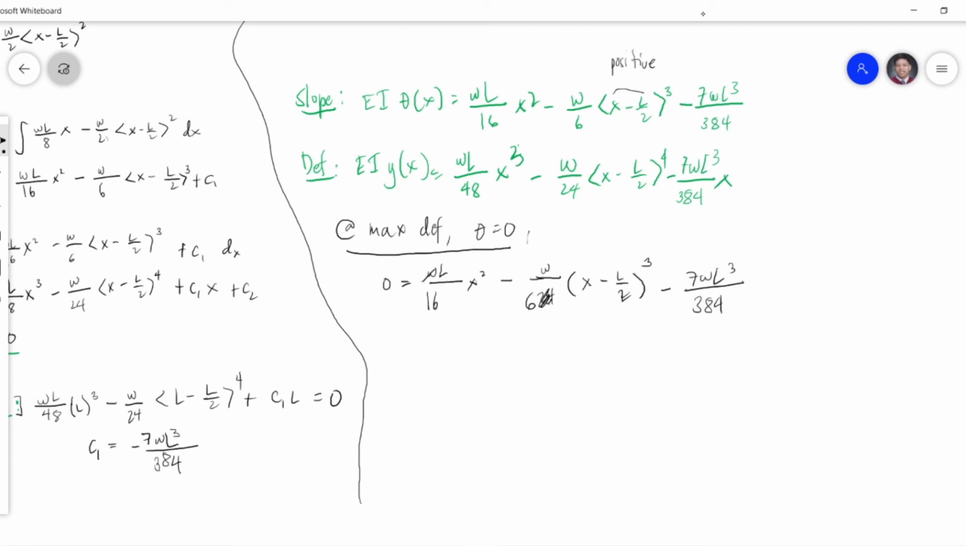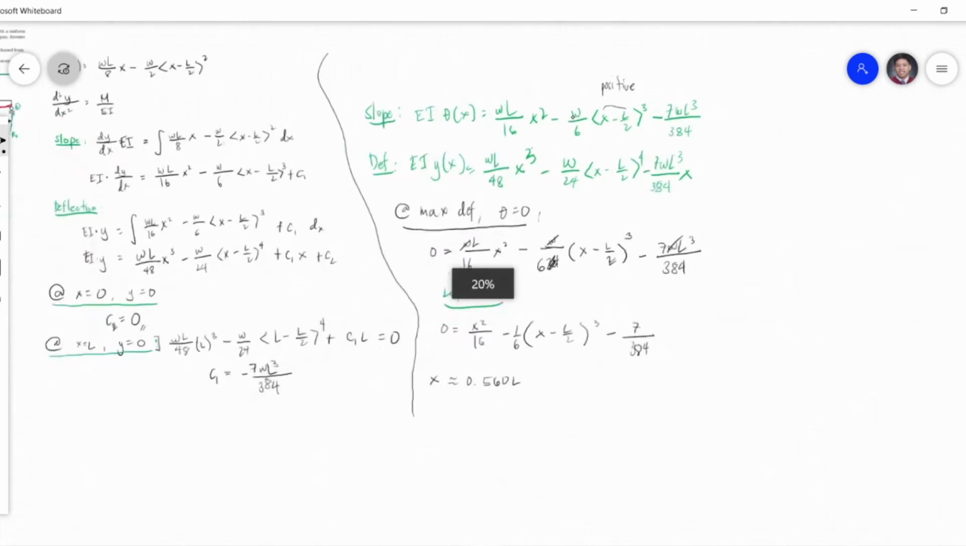Now, cancel natin si omega. Now we have L. So, para mabilis natin i-solve, let L equals 1. So, solving natin, using L equals 1, we're left with 0 equals x squared over 16 minus x minus L over 2 cube. Tapos may 1/6 tayo dito sa labas. Minus 7 over 384. Solving this, you have x is approximately equal to 0.56 L.